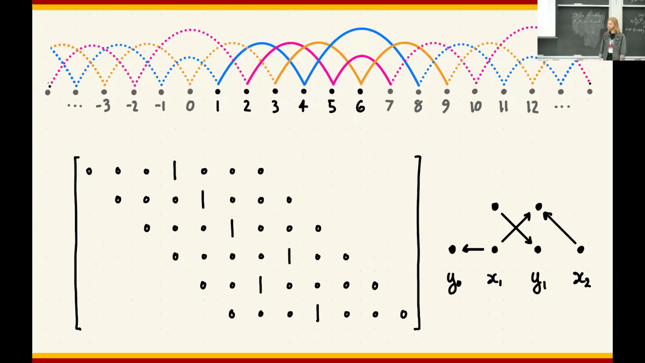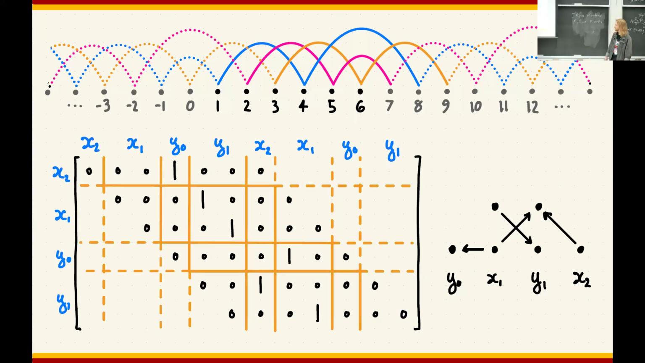And to see how that works, we're first going to outline some block structure onto our matrix. The dimensions of these blocks are given by the dimensions of the vector spaces. So you'll recall that x2 had dimension 1, x1 had dimension 2, and so on. And then if we want to actually see how it's counting, let's take a look at this lace that's going between x2 and y0. We see that there's a single lace.